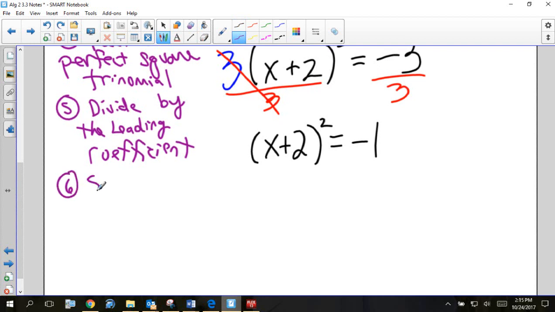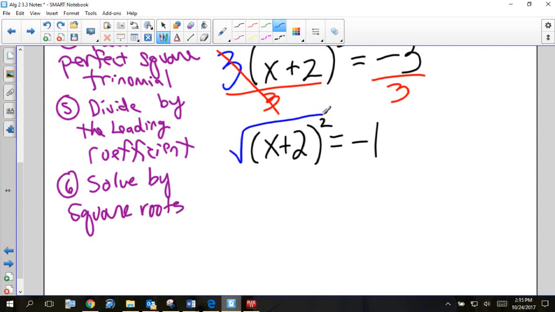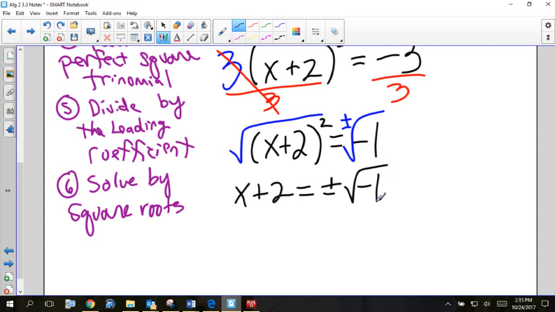And then finally, we solve by square rooting both sides. Solve by square roots. So if I square root both sides, what else do I need to put in? A plus minus, you've got to have 2 answers. So we'll have x plus 2 equals plus minus square root -1.